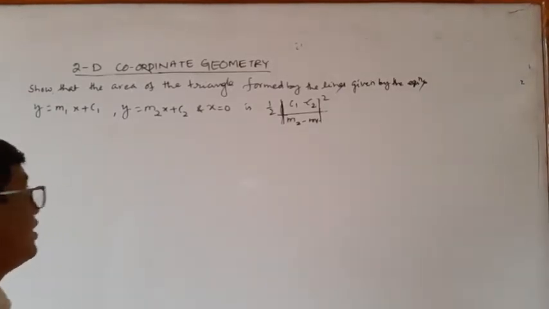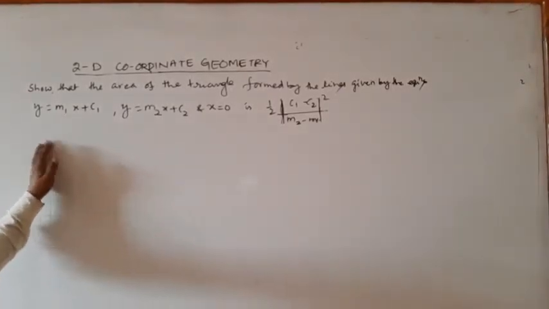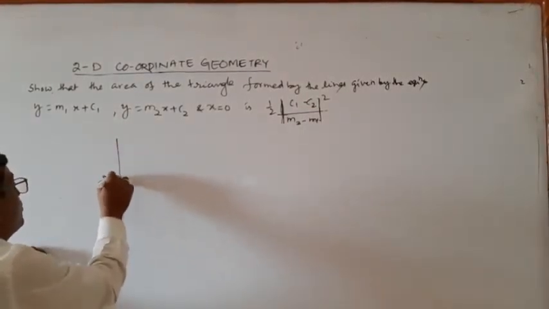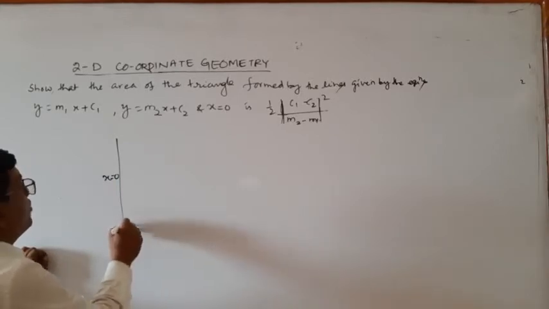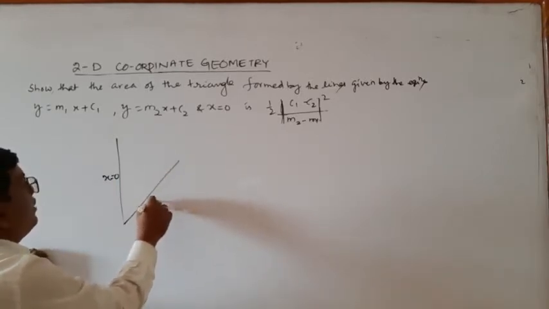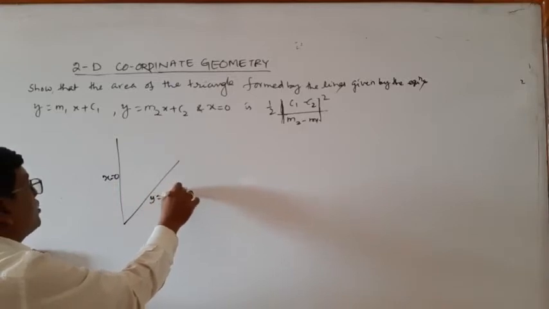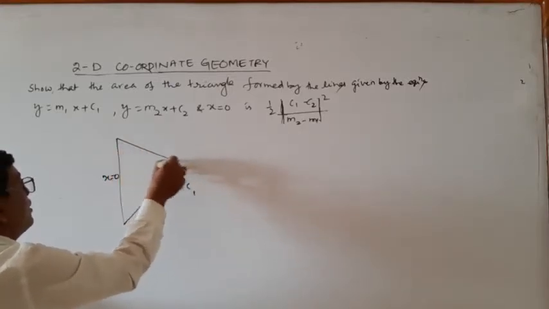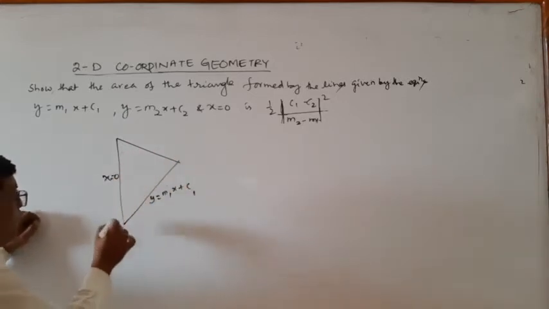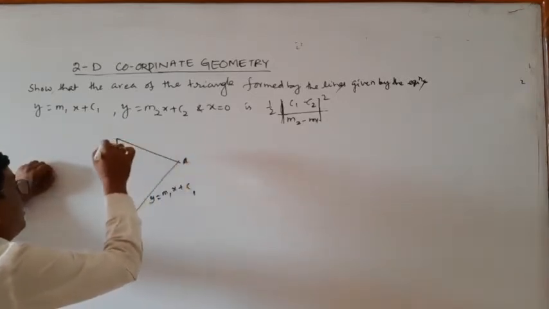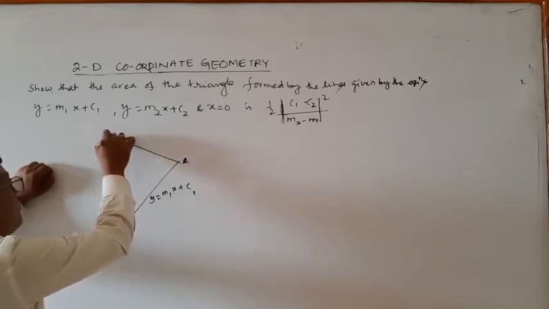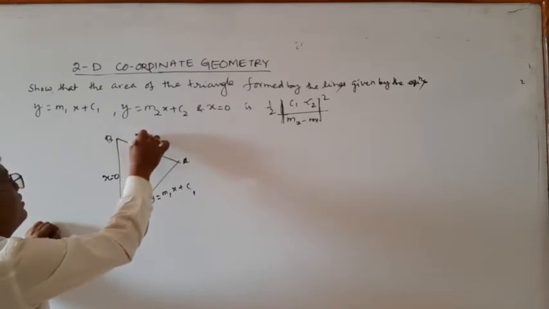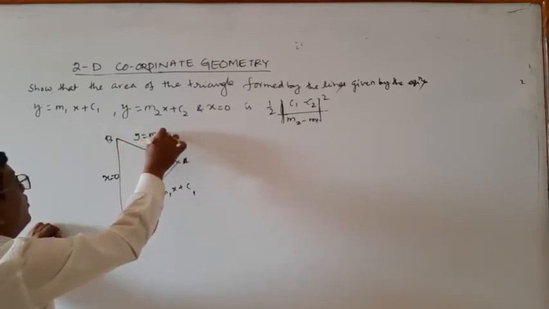Show that the area of the triangle formed by the lines given by the equations x equal to 0, and the line y is equal to m1x plus c1, and suppose this is the equation. Suppose this is O and this is A and this is B, and the equation of this line is y is equal to m2x plus c2.